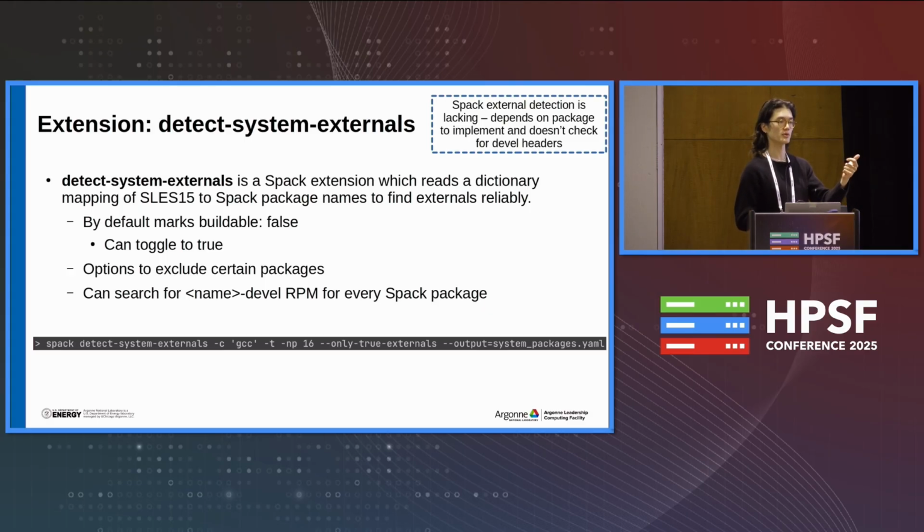If it matches the RPM query, then it'll configure that external in a packages.yaml format. And there's some extra options and features too, if you're curious. But this takes like 10 seconds, and it finds several dozen externals, so it's pretty efficient.